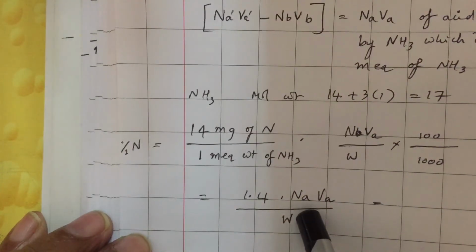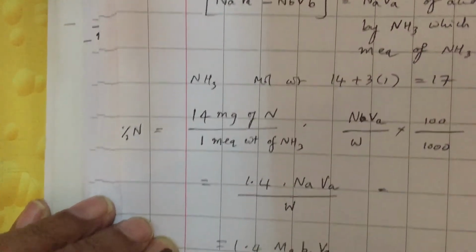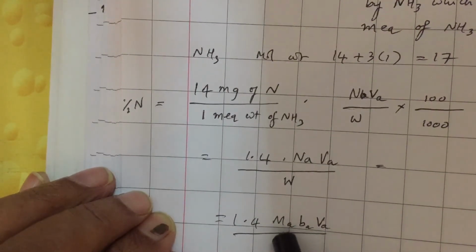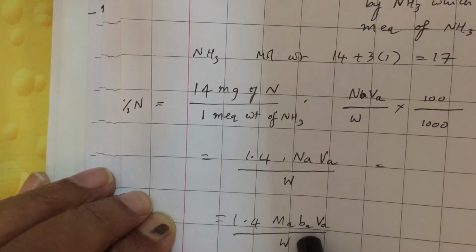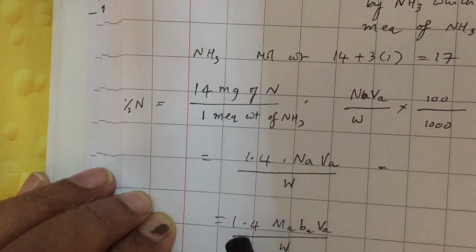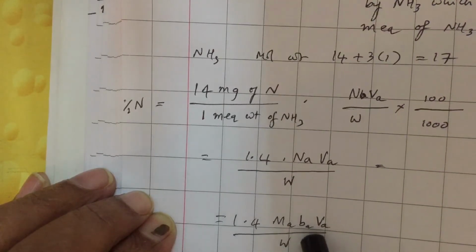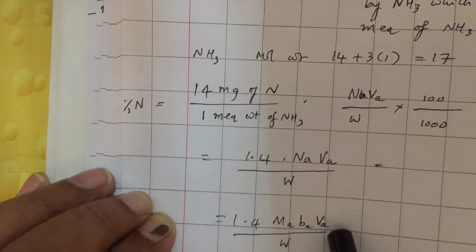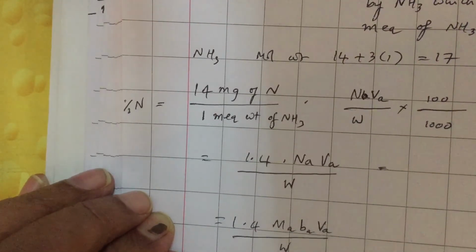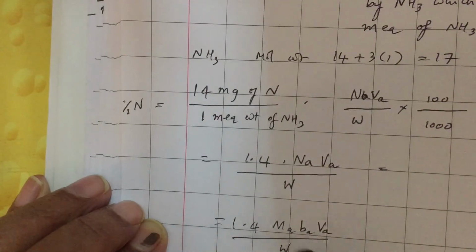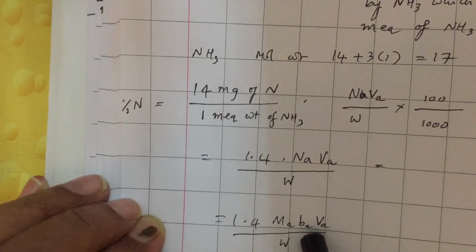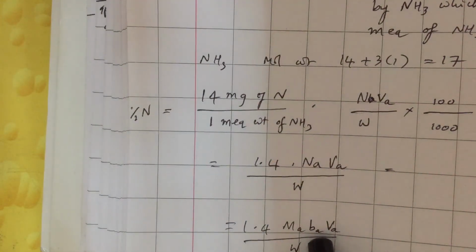If you don't know the normality of the acid, but if you know the molarity of the acid, then molarity of the acid into the basicity of the acid will give you the normality. So the percentage is 1.4 into molarity of the acid, into basicity of the acid, into volume of the acid used, divided by W. You know, the basicity of sulfuric acid H2SO4 is 2, HCl is 1, HNO3 is 1, and so on.